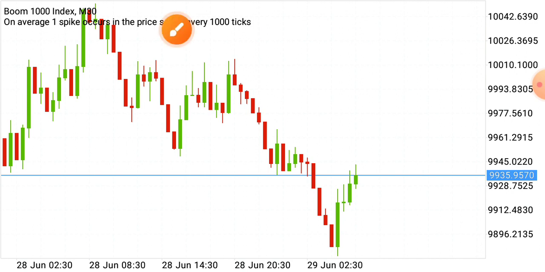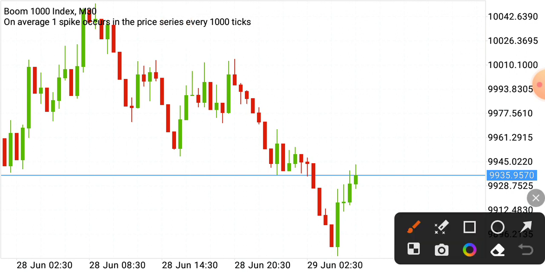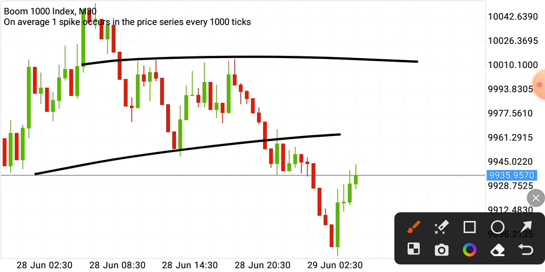Normally when we say resistance, for those of you who may not understand, resistance and support have to do with the roof and the floor of the market. You must know where the market usually reverses when it gets to the top, and where it reverses when it gets to the downside. Taking note of these areas, these zones, will help you catch spikes as much as you want, anytime you want.